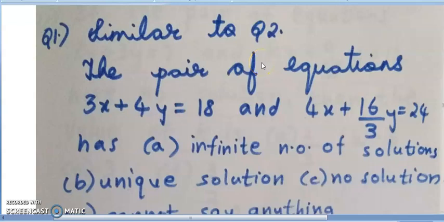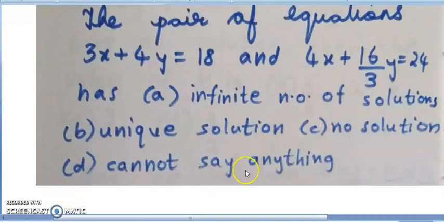In today's session, we will discuss the questions with explanation of the chapter linear equations in two variables of worksheet number 3. So the first question is: the pair of equations 3x plus 4y is equal to 18 and 4x plus 16 by 3y is equal to 24 has infinite, unique, no solution, or cannot say anything.